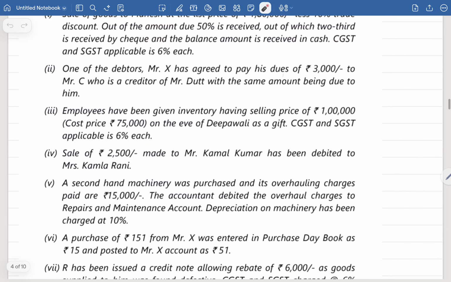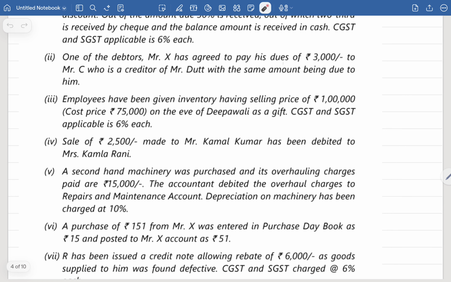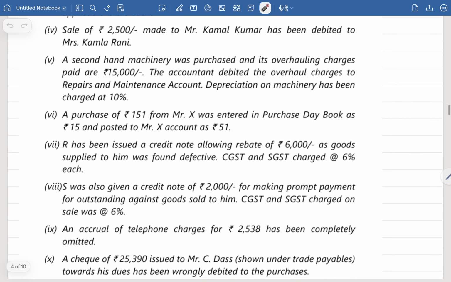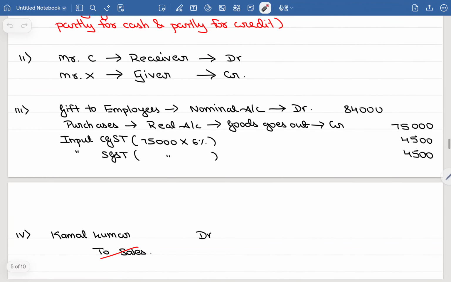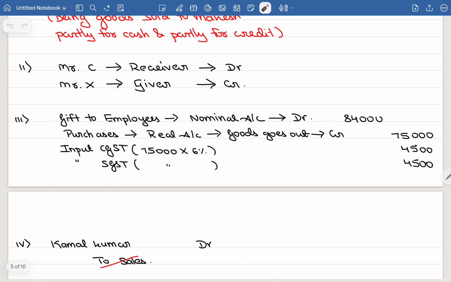Let us go to point number 3. Employees have been given inventory having selling price of rupees 1 lakh, cost price being 75,000 on the eve of Deepavali as a gift. CGST and SGST applicable is 6% each. So here goods we are giving to the employees. We are not selling the goods. We are giving the goods free of cost to the employees. So what will be the journal entry? Gifts given to employees. It is an expense for the business, a nominal account. That is why as per nominal account rules, debit all expenses and losses.